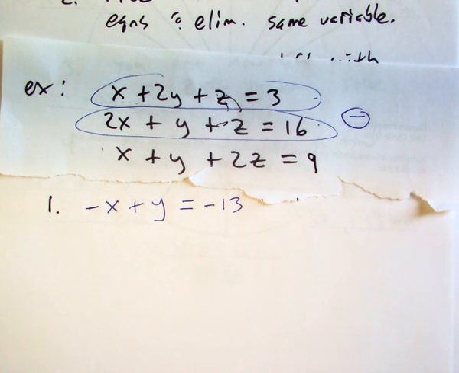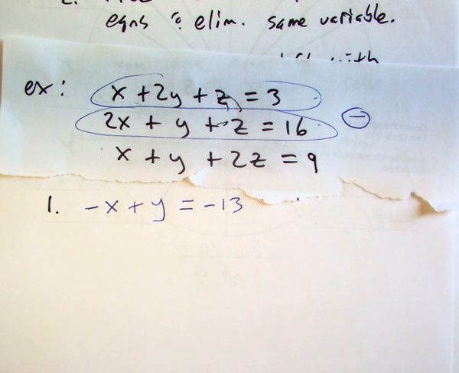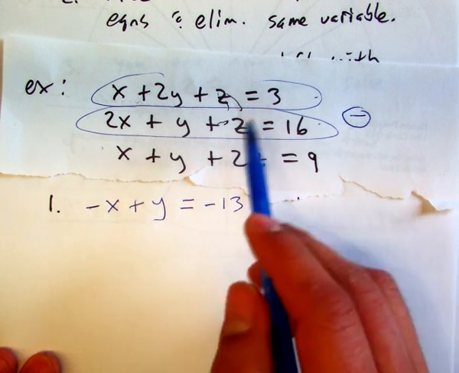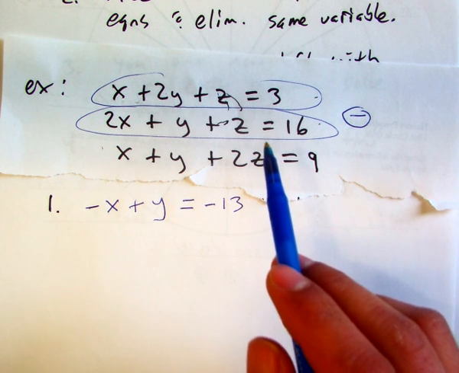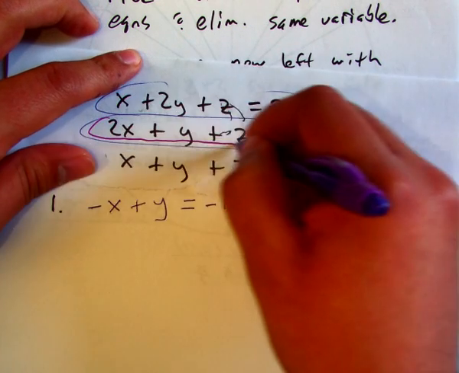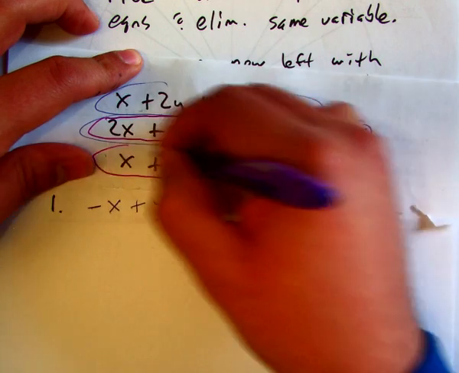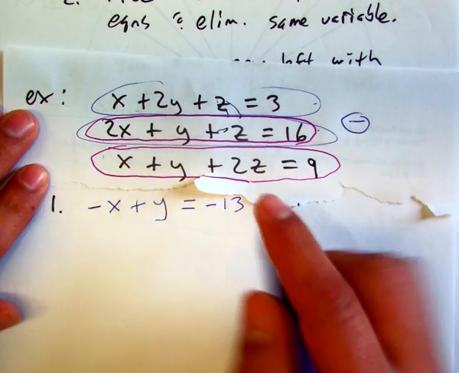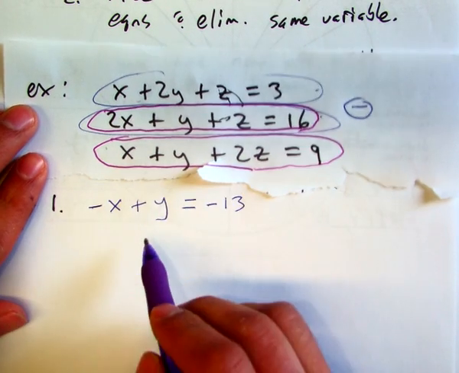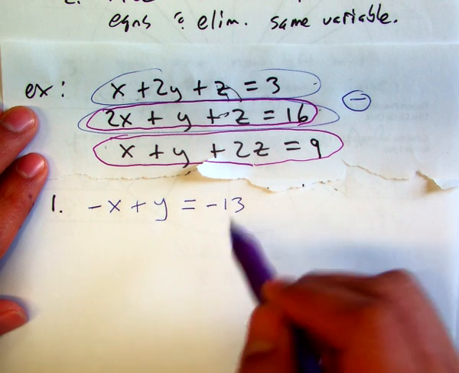Wait, you're subtracting? Yes. I mean, I could multiply the top one by negative 1 and then add. It's the same thing. Second step is to repeat this process but pick a different pair. It doesn't matter which ones you do. I'm just doing these 2 because I can. I'm going to look at these 2 equations. If I canceled out z before, I have to cancel out z again. Otherwise, you just keep going in circles.